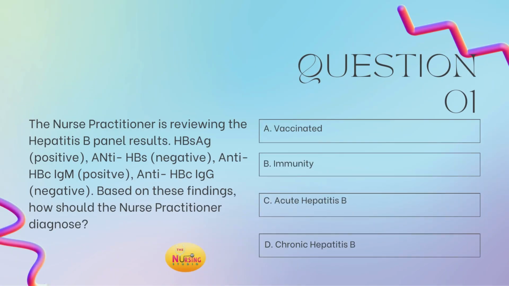All right. Question number one states the nurse practitioner is reviewing the hepatitis B panel results. The HBsAg is positive, the anti-HBs is negative. The anti-HBc IgM is positive, and the anti-HBc IgG is negative. Based on these findings, how should the nurse practitioner diagnose? Is it A, vaccinated, B, immunity, C, acute hepatitis B, or D, chronic hepatitis B? Take a moment and tell me what you have in the comments.